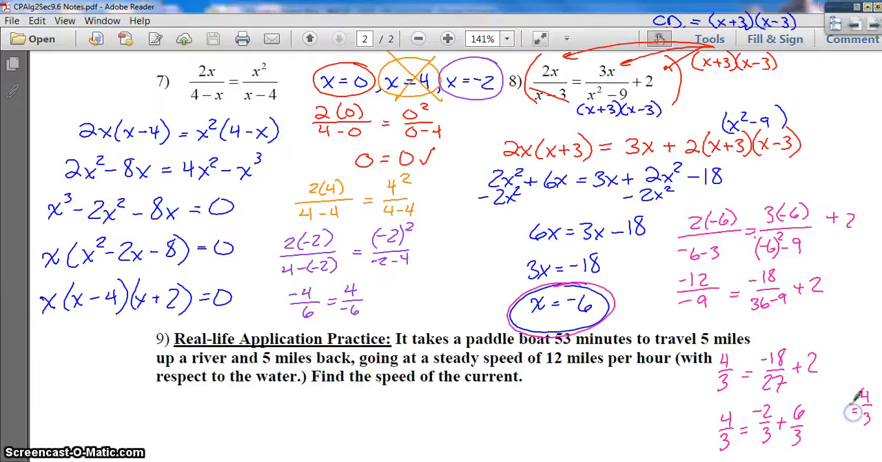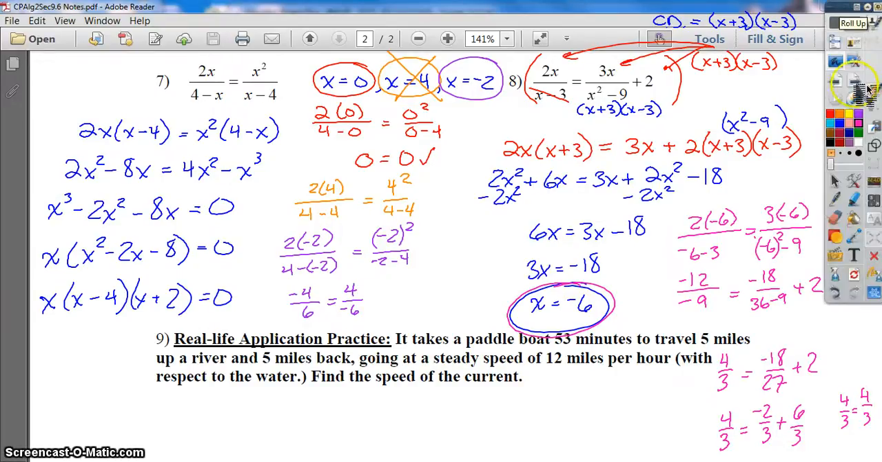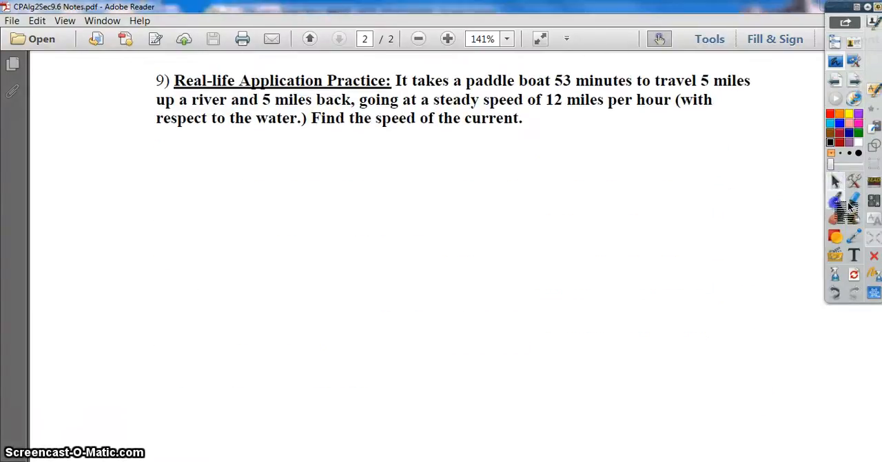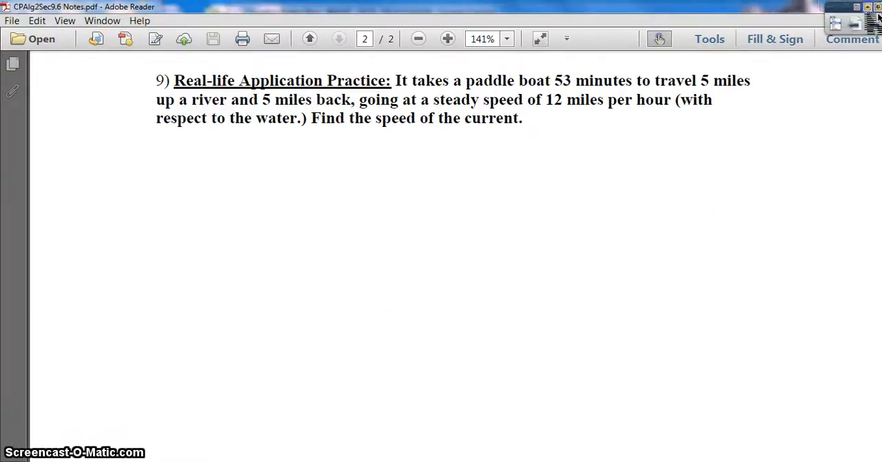See it, you would just write 4/3 equals 4/3. So there's basically 7 and 8. Right. Let's move down here to the last one. This one's a little more challenging, okay? Start with what you know. Distance equals rate times time.